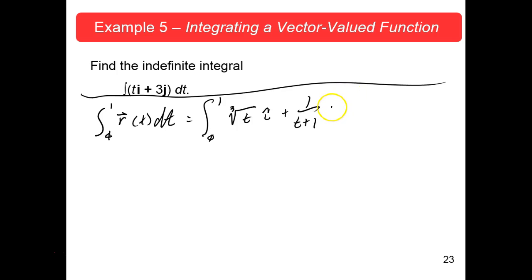Plus e to the minus t, I think that's a minus t, k dt. Okay? How would you proceed?